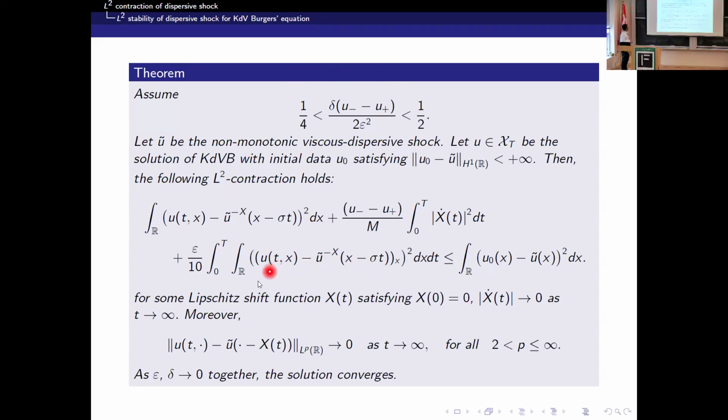And this is the result for the decay. More or less, you see this term is less than or equal to its initial value. And this also gives you some control on the shift. This is the Lipschitz shift. And as t goes to infinity, the speed of the shift goes to 0. Because our estimate is uniform, mainly depending on this parameter, you can let your delta and epsilon, these two parameters, go to 0 together. The only restriction is you need to make sure this parameter is inside the domain. Okay, we can handle that. So that solution will finally converge to the solution for the inviscid Burgers equation, probably with shift. Okay, so that's what we got.